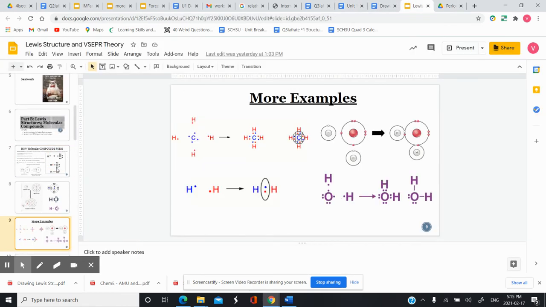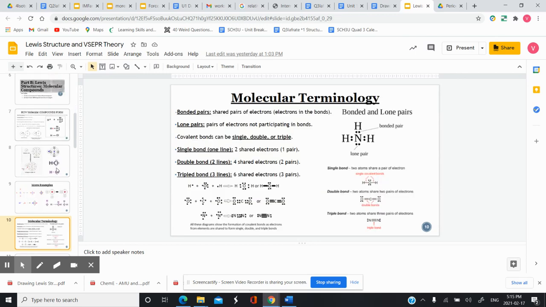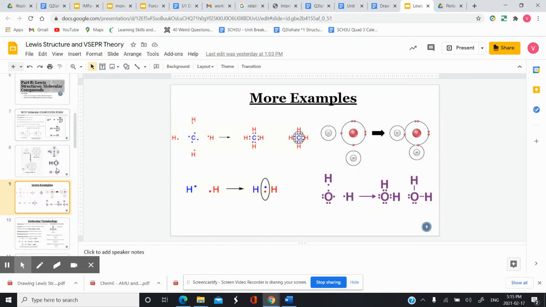So at this point, you should be able to go through these examples and understand the different types of bonds that we discussed, understand what a lone pair is, what a shared pair, what a bonded pair is, and you should be able to explain these various images. There are others that you can take a look at just to enhance your understanding of bonding as it occurs.